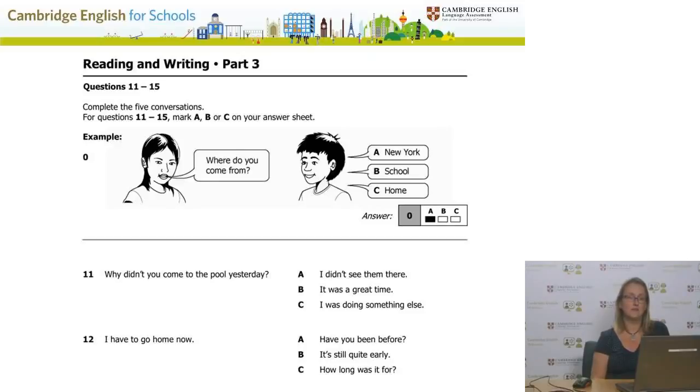So if you look at question 11, a person says, "Why didn't you come to the pool yesterday?" What do you think is the best answer from those options A to C? Please try now to use your polling buttons to choose the answer. Is it A, B or C? Just wait for a minute for those answers to come through.